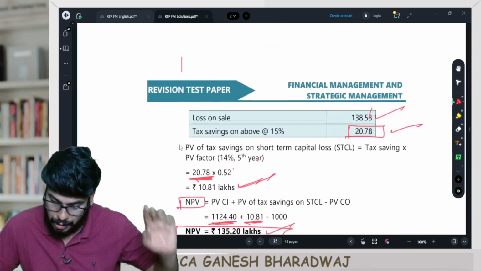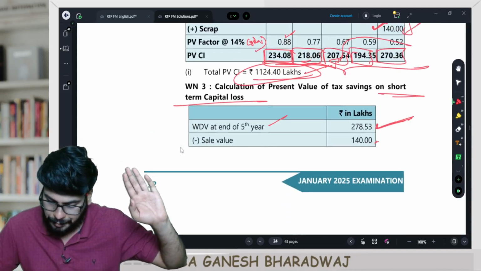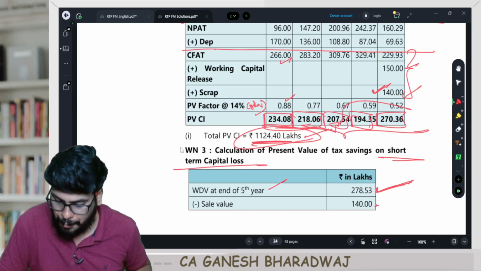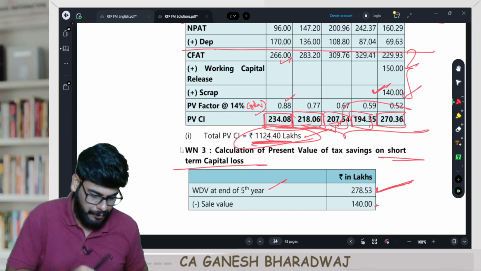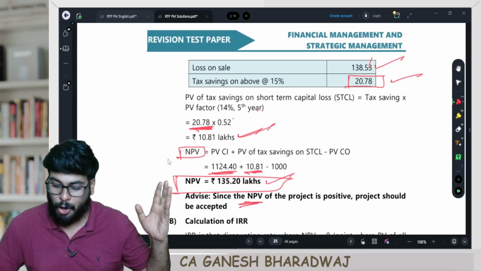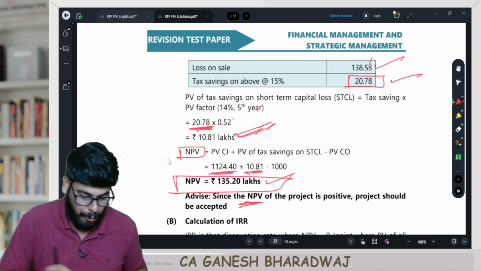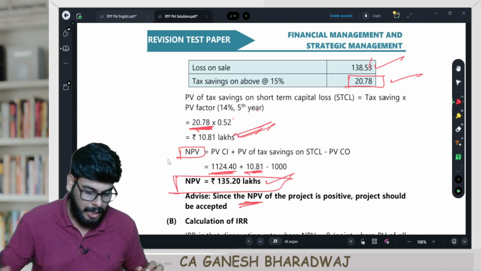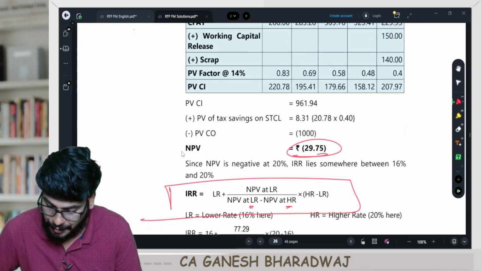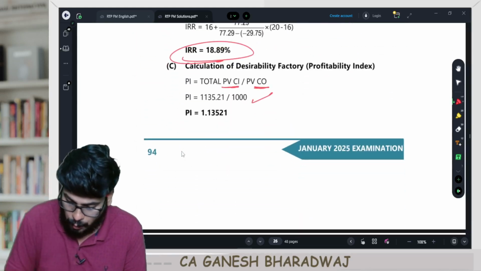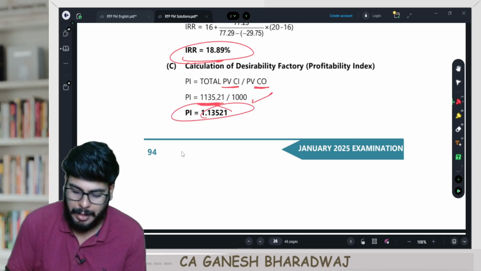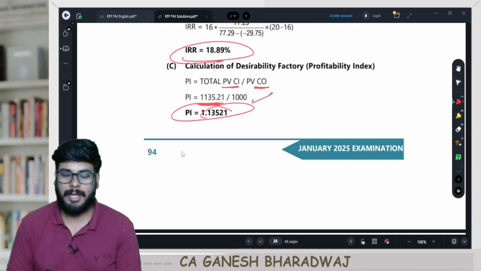Very simple. Go above. So the present value of cash inflow is going to be 1124.40 plus you have this present value of tax saving on short-term capital loss 10.81, add plus 10.81. If you add these two, you get how much? 1135.21. That is the figure they have mentioned here, divided by 1000. So profitability index is 1.13.